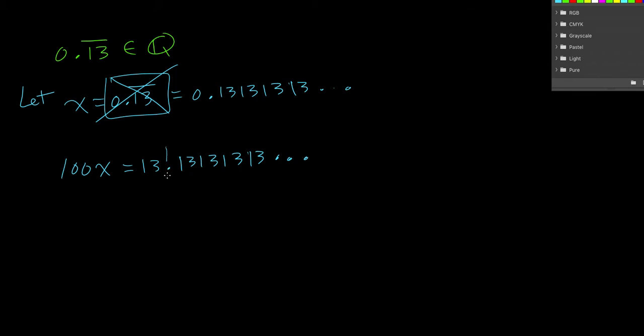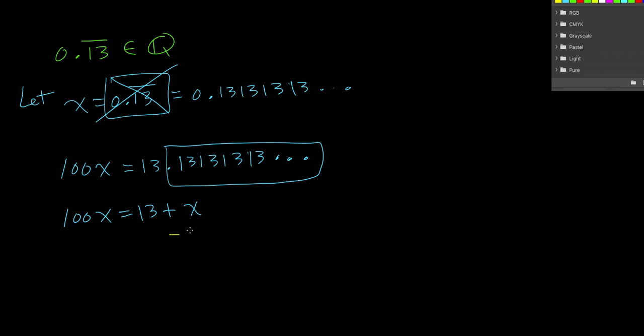Now, this portion is really just our x, right? Because x is equal to this thing. So we could rewrite this as 100x equals 13 plus x. If we do some algebra, we can subtract x from both sides, and we end up with 99x is equal to 13. And then we could divide both sides by 99, and we see that x is equal to 13 over 99.